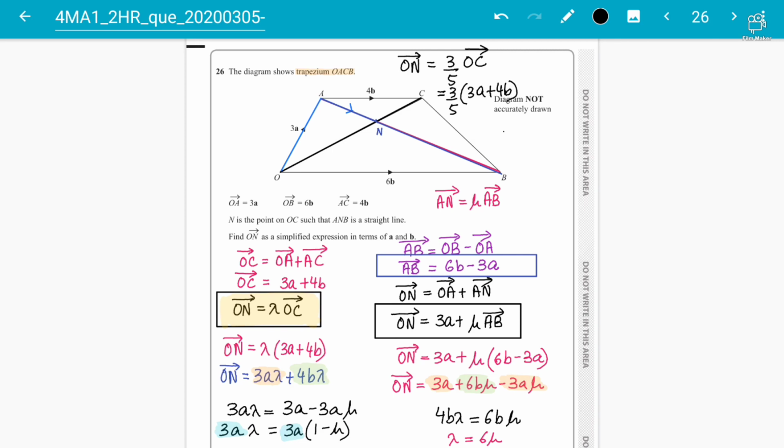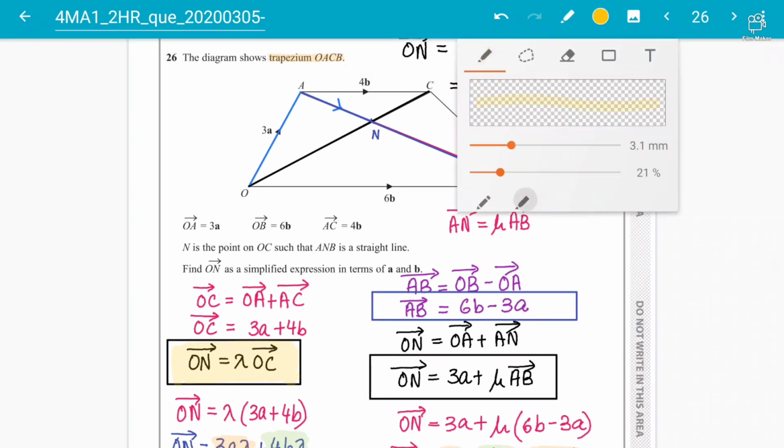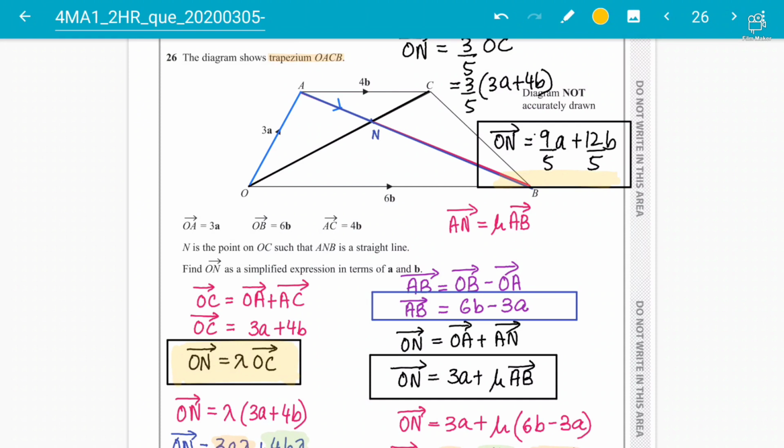So you can just express that ON is going to be 3 3s are 9 over 5a plus 3 4s are 12 over 5b. That is going to be our answer for ON in a simplified expression form. Okay, students? I hope everyone got this question, how we are getting it.